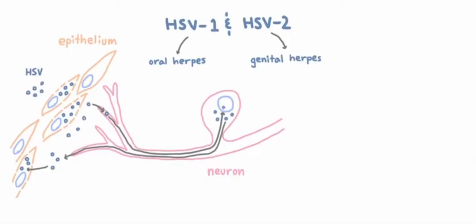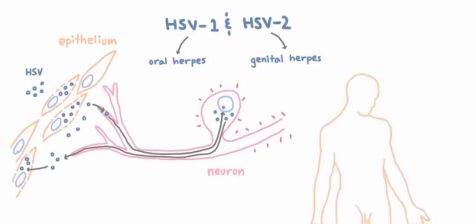Now, because the virus reactivates in the neuron first, people can actually start to feel tingling or pain before the recurrent skin lesions actually appear. And that's a good thing, because if someone notices that tingling, they can start treatment and hopefully prevent or mitigate the outbreak. So now the big question, why is HSV1 usually oral and HSV2 usually genital?